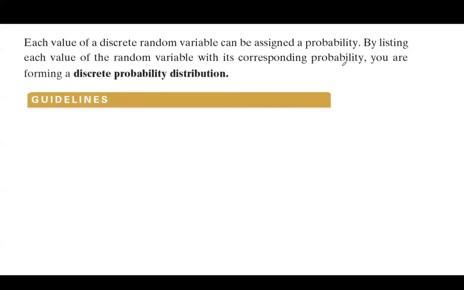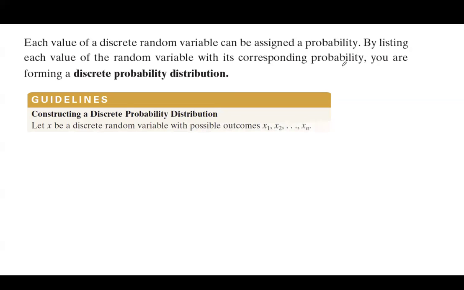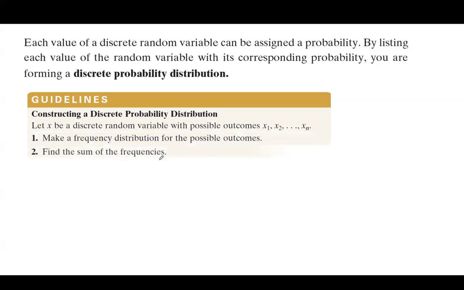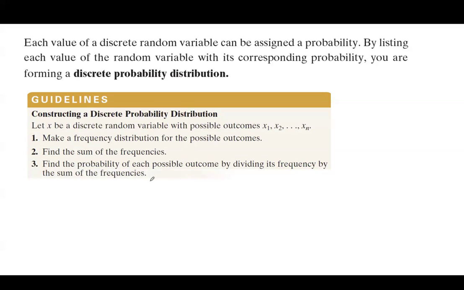What are the guidelines here? First of all, in constructing a discrete probability distribution, where x is a discrete random variable with possible outcomes x1, x2, x3, up to xn, first make a frequency distribution for the possible outcomes. This is what we learned before. Then, find the sum of all frequencies. Third, find the probability of each possible outcome by dividing its frequency by the sum of the frequencies.